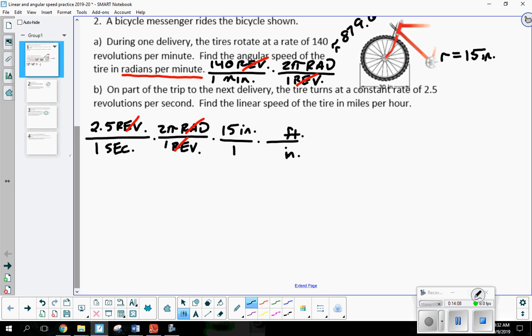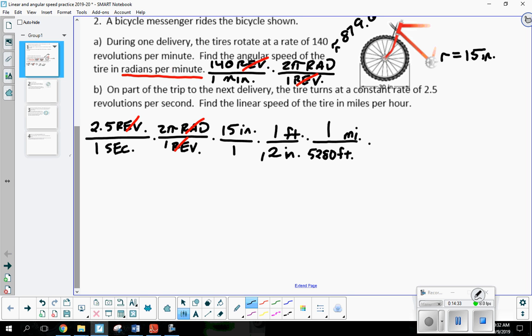All right. So we know that in 1 foot, there are 12 inches. Now I want to go from feet to miles, so I'm going to put feet down below, miles above. In 1 mile, there's how many feet? 5,280. There we go. So that takes care of the inches to miles.